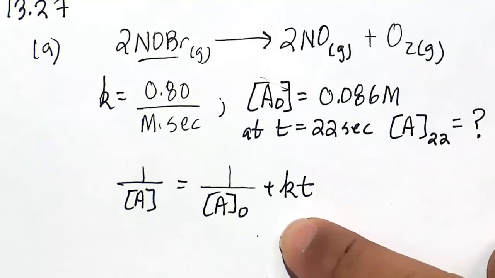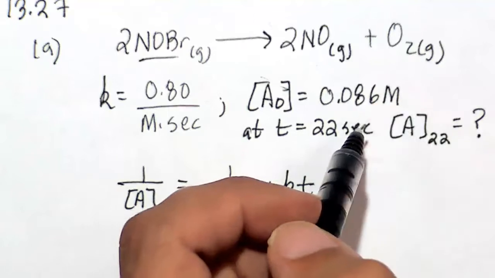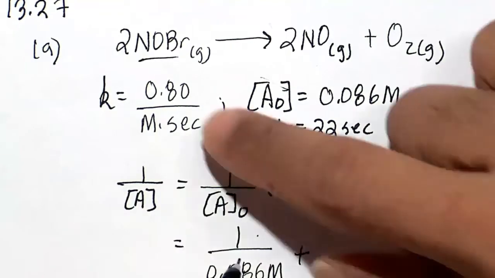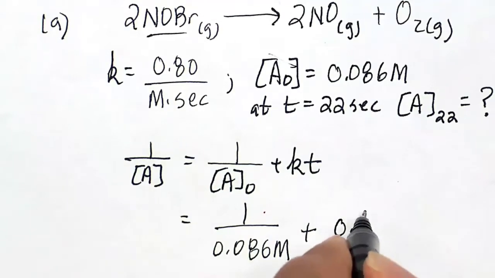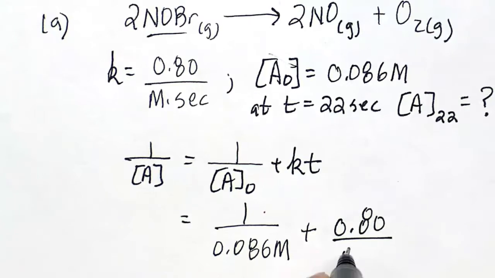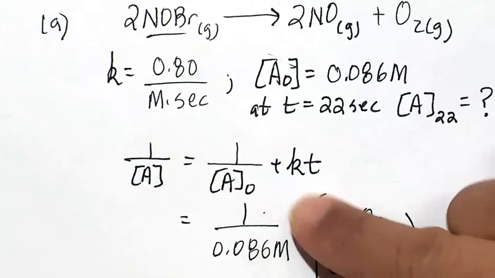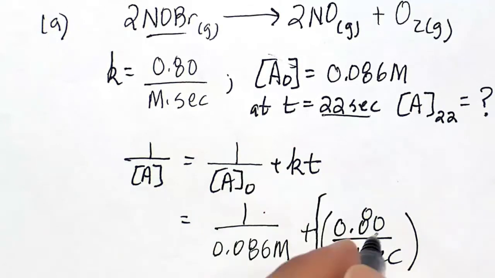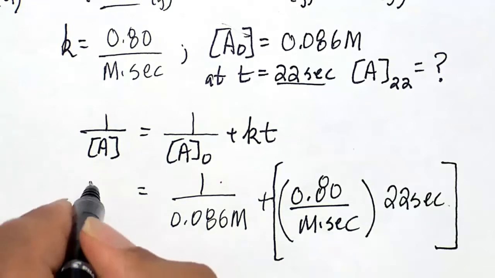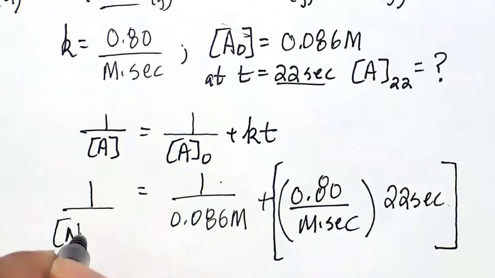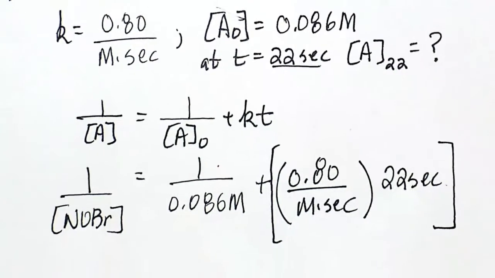So we're going to plug in all our important numbers here. Initially the problem tells us that NOBr was at 0.086 M. The rate constant, I'm just getting it from the problem here, is 0.80 divided by M times seconds, times t. T here is 22 seconds. So this is the equation for second order decay. And all of that must equal 1 over A. I'll just call it 1 over NOBr because that's for this specific reaction we're looking at.